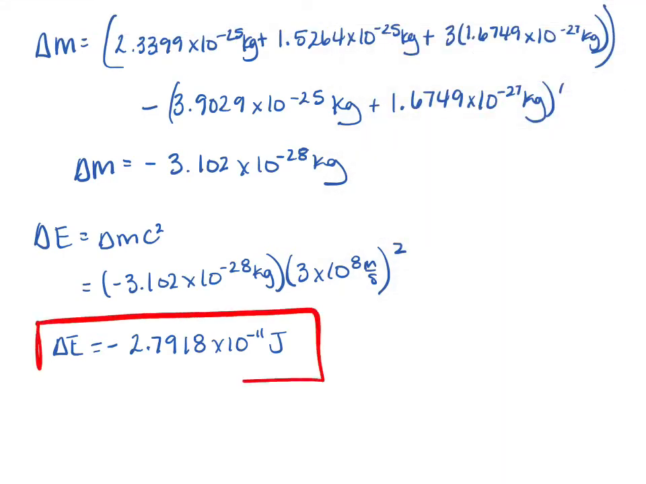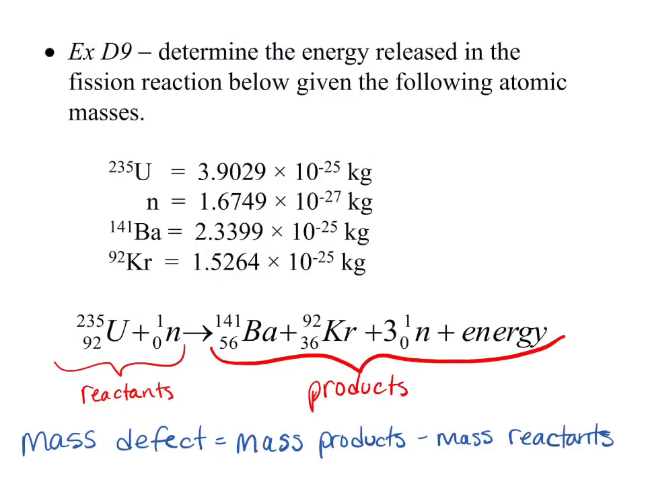Okay, so there we go. There's mass defect for you. That's change in energy. That's energy being given off by a fission reaction. So just remember mass of products minus mass of reactants. And just know the difference between binding energy and energy being given off in a fission reaction, and they are different.